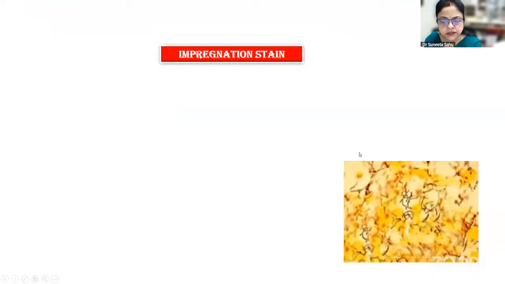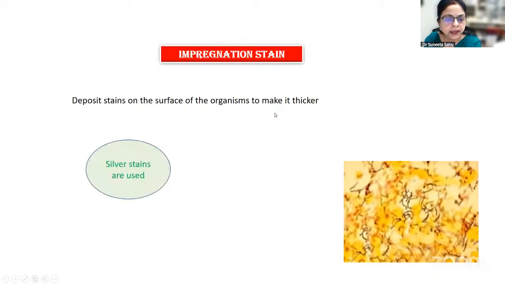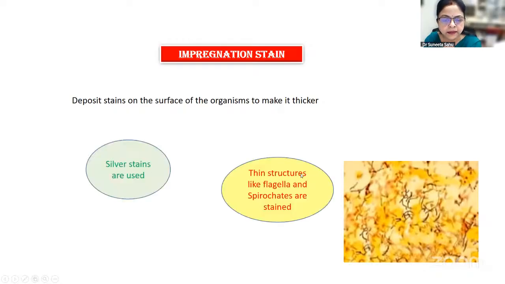Now, impregnation stain is also very important because the stain gets deposited on the surface to make it thicker. Silver stains are used, and thin structures like flagella and spirochetes are stained, and we can give a quick diagnosis to the clinicians like this.